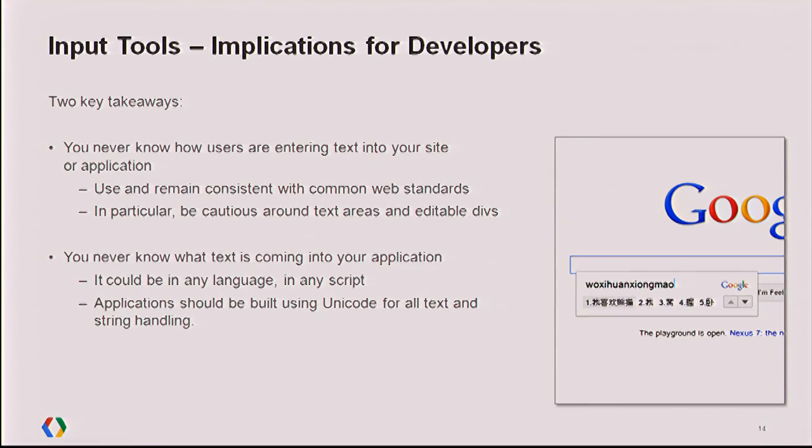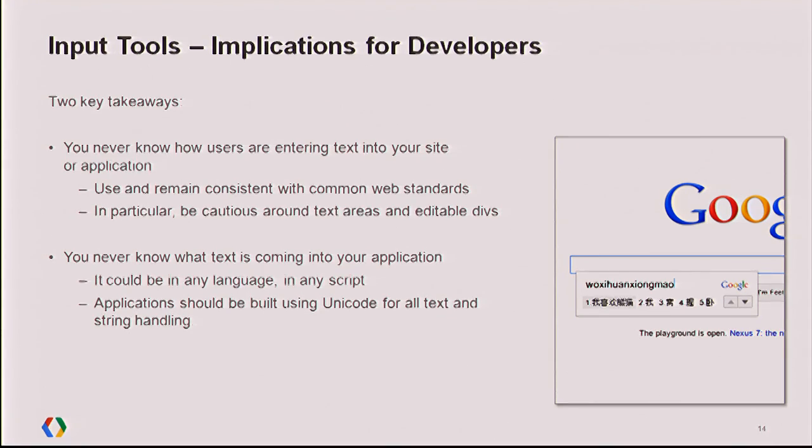And so it's very important that when you build applications, particularly web applications, but also Android applications, that you're using standard components and standard pieces of HTML, and don't do anything terribly fancy with input boxes, with editable divs, so that these tools will work for users not just within the US and Europe, but also for users around the world.